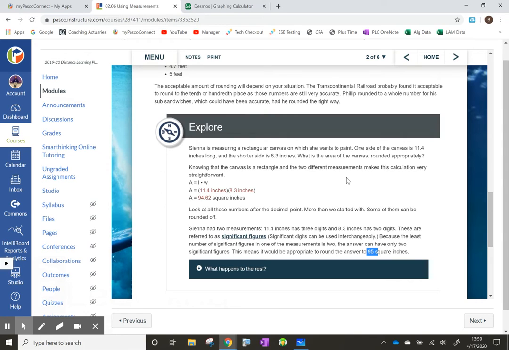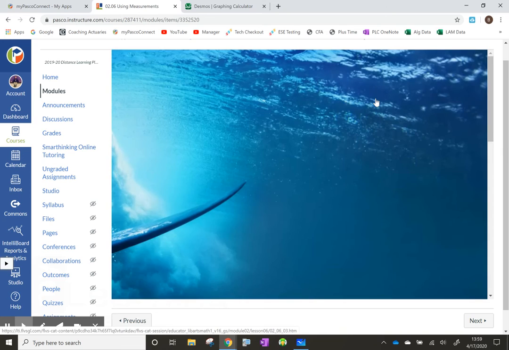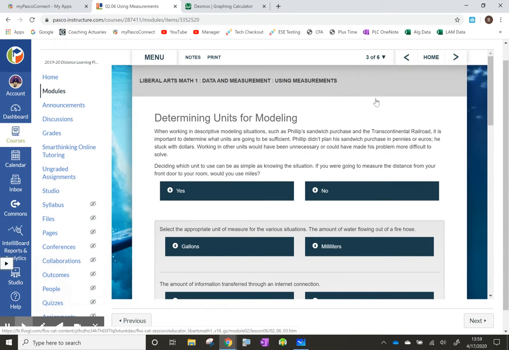So we don't pick the one with more significant digits. We actually pick the number with the fewest significant digits. Given that our starting numbers had 3 significant digits and 2, we picked the one with the fewest, which is 2. That means our answer should match that. Our answer should only have 2 significant digits as well. So that's how we determine how far we're going to round.